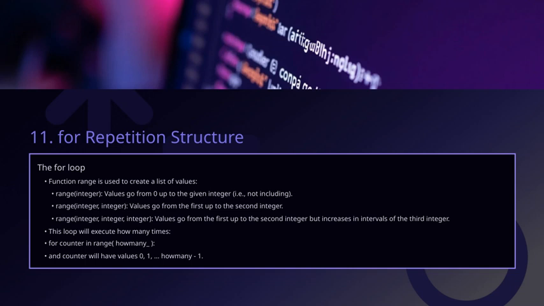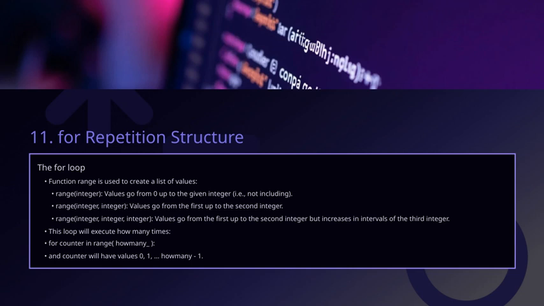If we specify two integers, like range 2, 8, it starts from the first number 2 and goes up to, but again not including the second number 8. So that would be 2, 3, 4, 5, 6, and 7. And for more control, we can include a third parameter like range 1, 10, 2. Here it starts at 1, goes up to 10, but increases in steps of 2, so 1, 3, 5, 7, and 9. Now regarding how many times this loop runs, it's determined by the range.